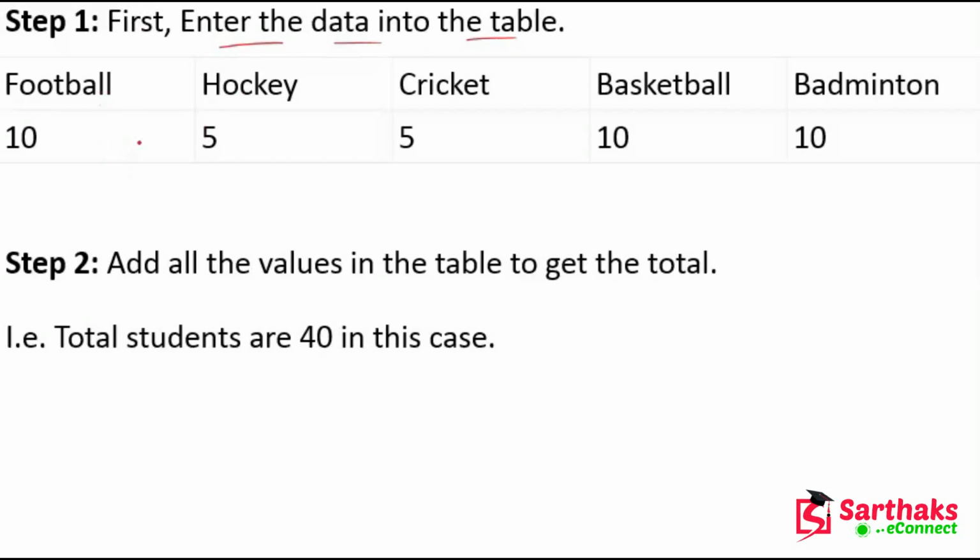Okay, so this is the data in the form of a table. Now in the second step, add all the values in the table to get the total. If we add the values here, 10 plus 5 plus 5 plus 10 plus 10, so in this case total students are what? 40. Total students are 40.